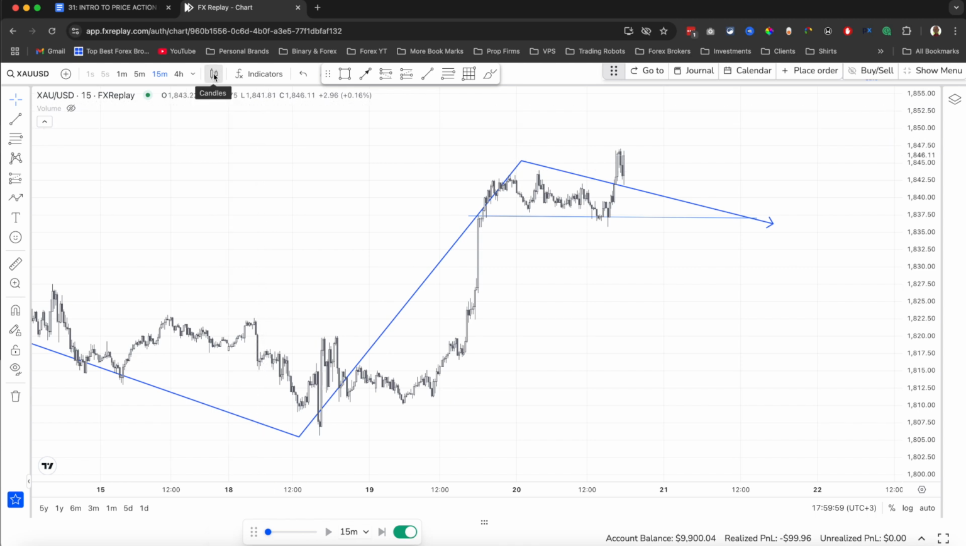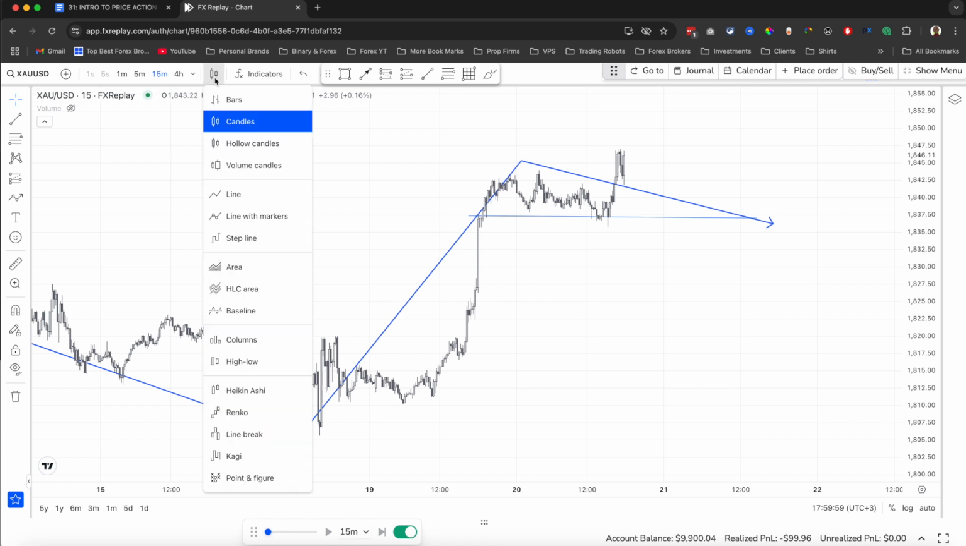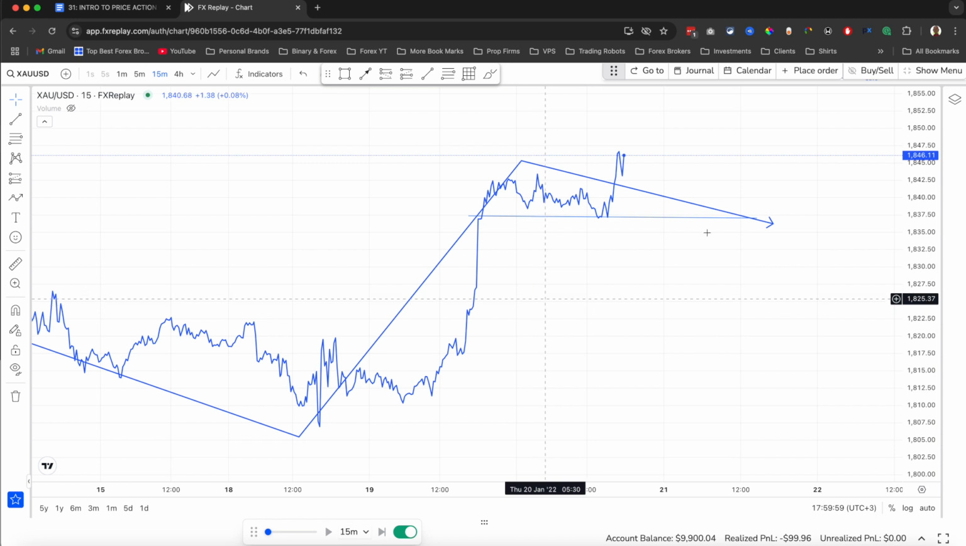This one is available in MT4, MT5. It's also available in TradingView. It's now also available in FX Replay, because FX Replay works with TradingView. So we go to this and we convert this to line graphs. Okay, so you can see everything.